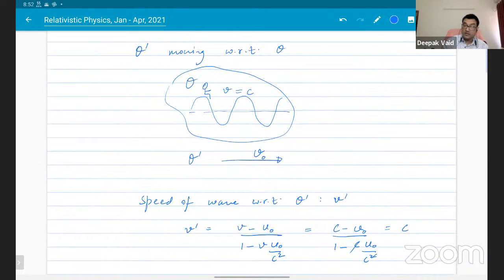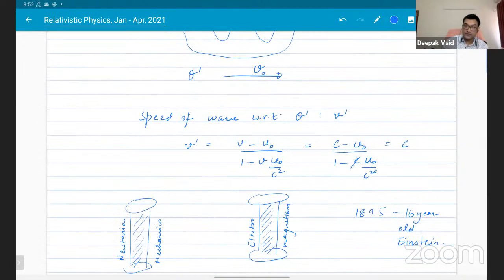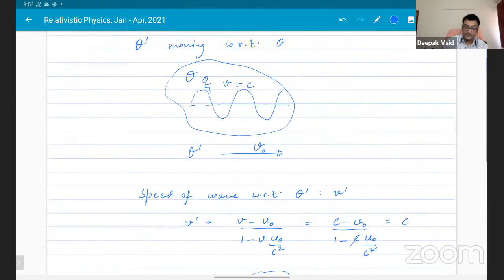And now, if you apply your Galilean intuition, which comes from Newtonian mechanics, right? Galilean intuition tells you that if you are moving along with the wave, you have a wave and you're moving with the wave. What do you see? You see the wave as being frozen, right? There are no oscillations, right?